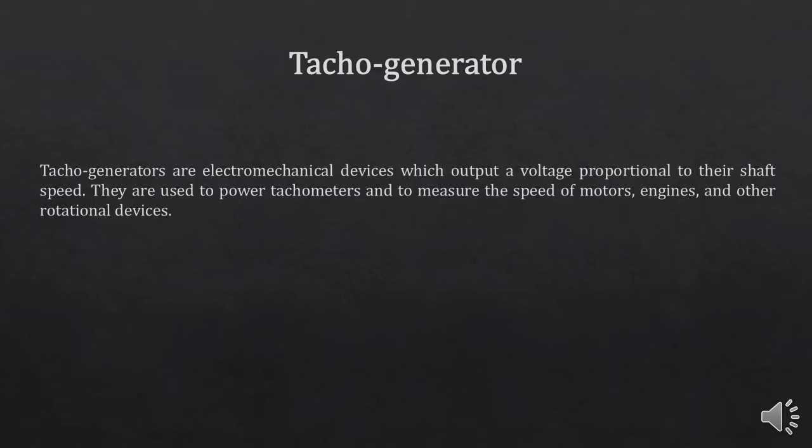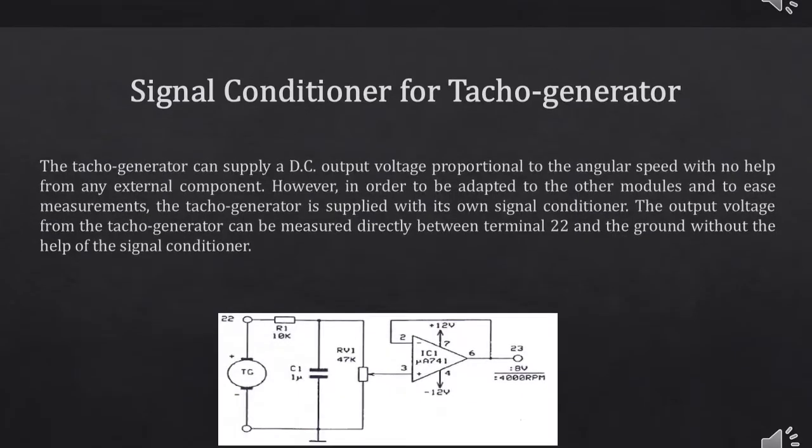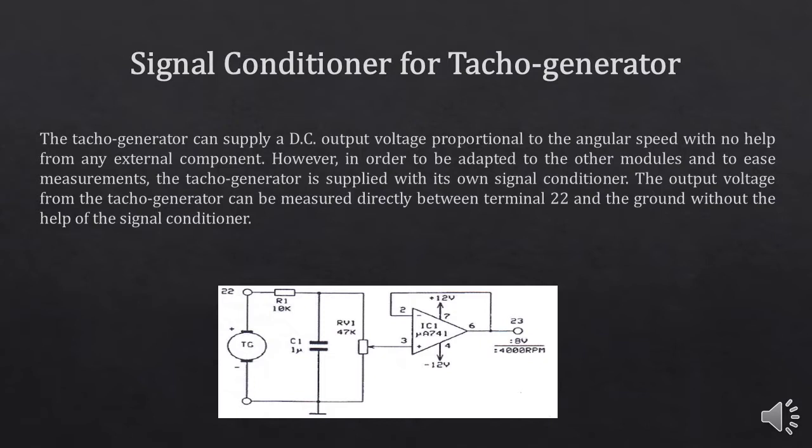Tachogenerators are electromechanical devices which output a voltage proportional to their shaft speed. They are used to power a tachometer and to measure the speed of motors, engines and other rotational devices. The tachogenerator can supply a DC output voltage proportional to the angular speed with no help from any external component. However, in order to be adapted to other modules and to ease the measurement, a tachogenerator is supplied with its own signal conditioner. The output voltage from the tachogenerator can be measured directly at terminal 22 and at the ground point.